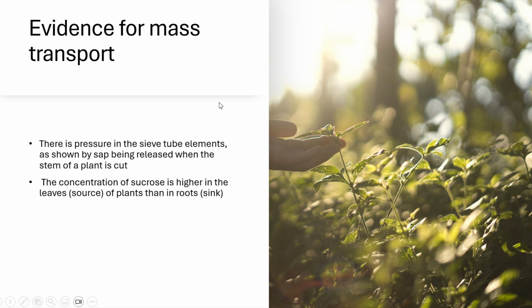The concentration of sucrose is higher in the leaves, the source of the plants, than in the roots. That's because it's going to move from the top to the bottom, from high hydrostatic pressure to low hydrostatic pressure. So it's natural that the concentration of sucrose is higher at the top.